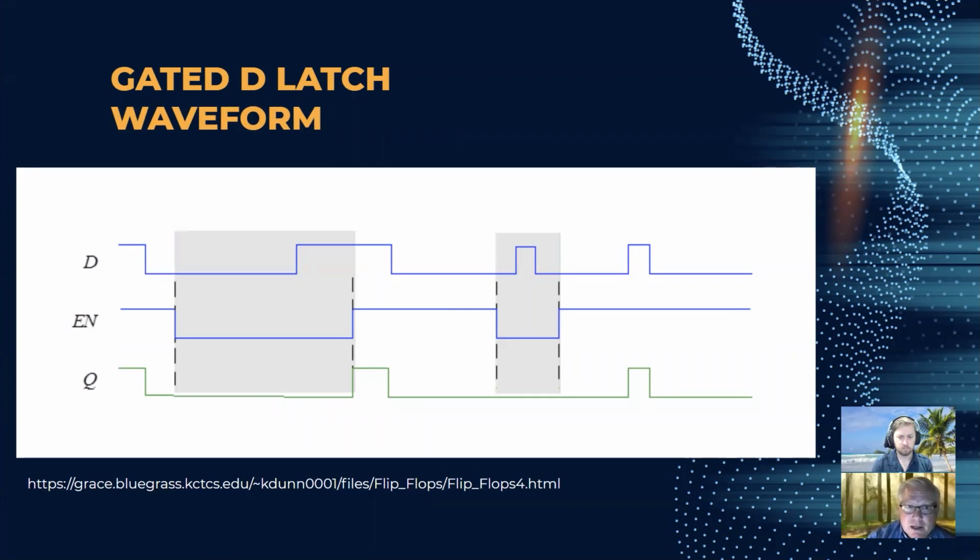And we can see that here with the waveform. If we look at Q, we can see that when Q is low, we also have D going low. When we see that Q is high, D is also high.